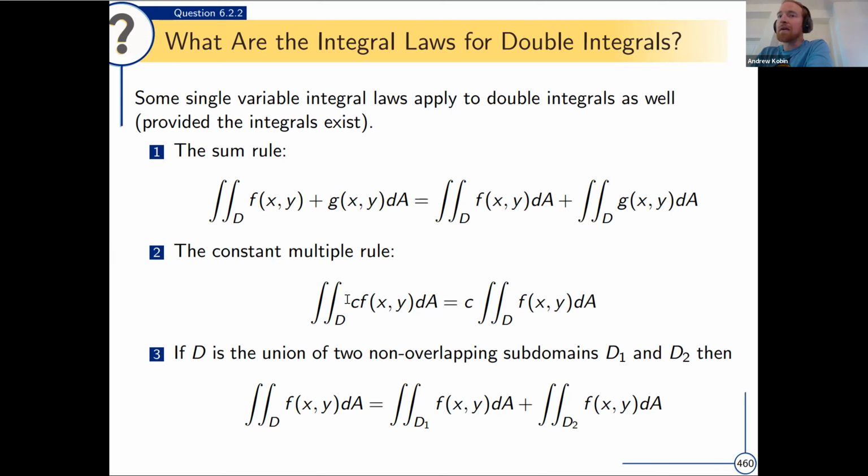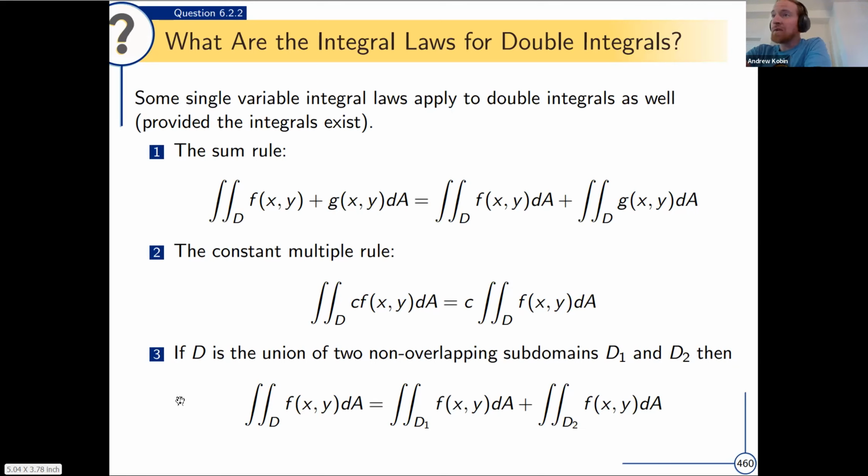Similarly, if I multiply by a constant, I can pull out that constant. And rule 3, if I remind you of a rule from Calc 1 for single variable integrals, is pretty familiar as well. So if I have an interval, and I want to integrate over the interval from, let's say, a to b, then if I stop somewhere in between, let's say at point c, then the integral can be split up into an integral from a to c, plus the integral from c to b.